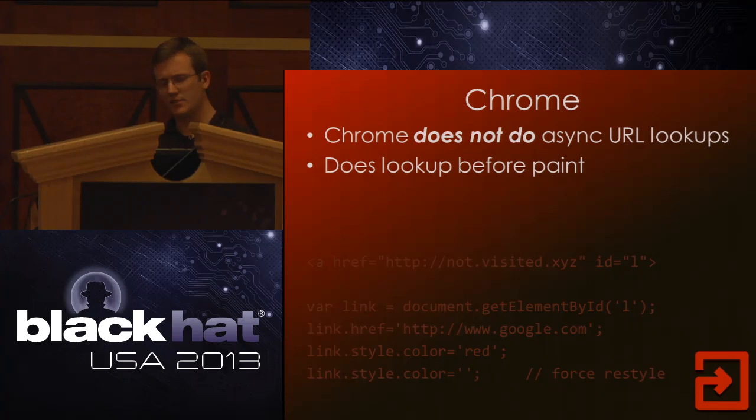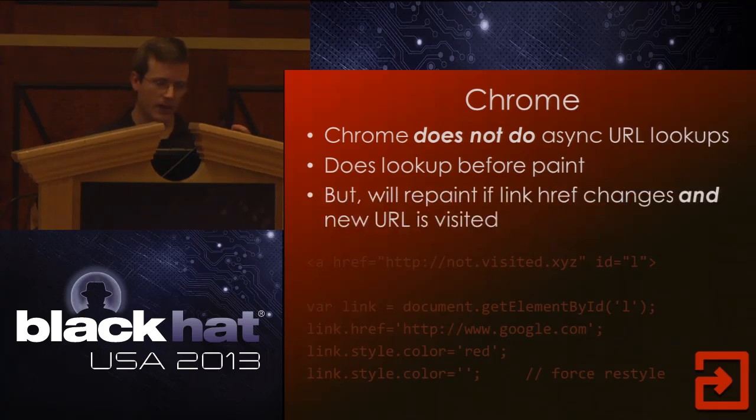So that works in Internet Explorer, and it works in Firefox. But Chrome is a little bit different. Chrome doesn't do asynchronous URL lookups, which is a bit of a problem. Basically, with Chrome, when you put a link on the screen, it will wait for the database lookup to come back before it paints the link on the screen. So the first time it paints the link, it will always be painted visited or not visited. So how can we do the same thing in Chrome?